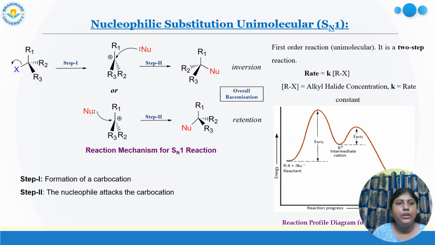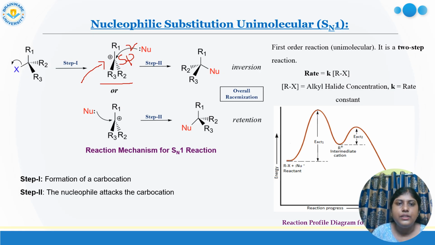This is an example of an alkyl halide, and this X, that means halogen, is actually a leaving group. So when this leaving group is removed from the reaction medium, then a carbocation will form. This is the carbocation, and this is a planar system, and the carbon of this carbocation is sp2 hybridized. So when the nucleophile attacks, the nucleophile may attack from this side and also may attack from this side.